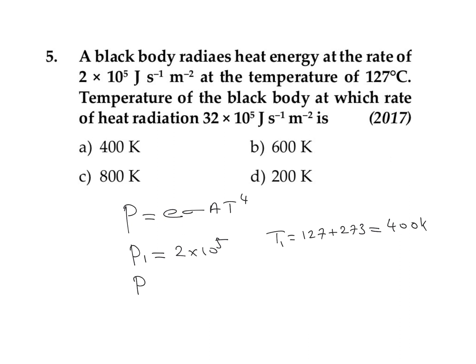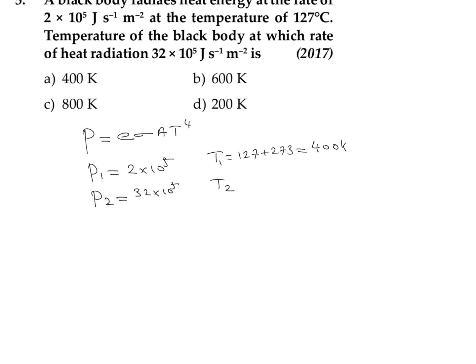And the temperature of the black body at which the heat radiation is going to be 32 × 10^5 joules per second for 1 meter square area, we have to find out the value of temperature T2. So you can use the equation that P is directly proportional to T^4.